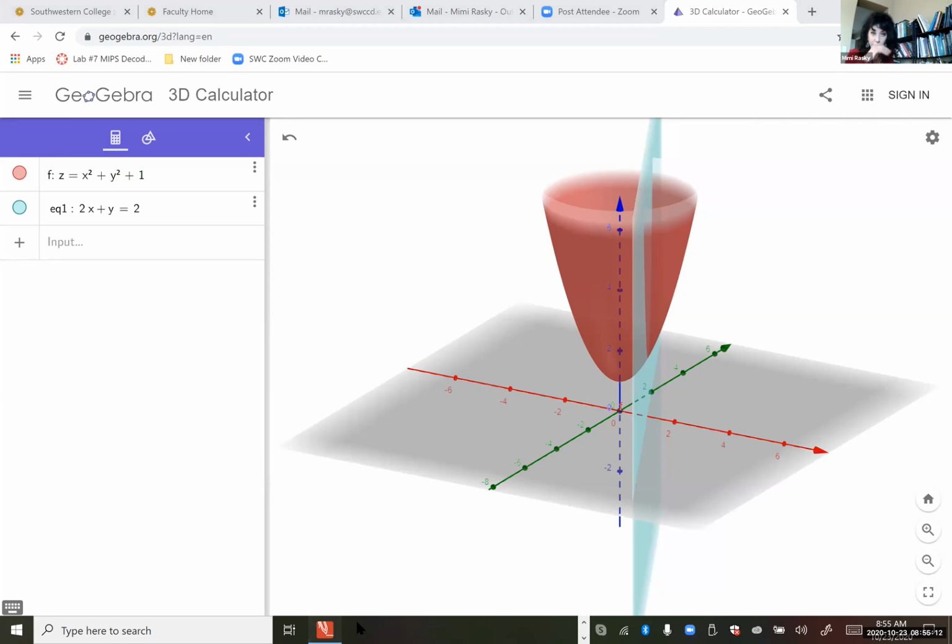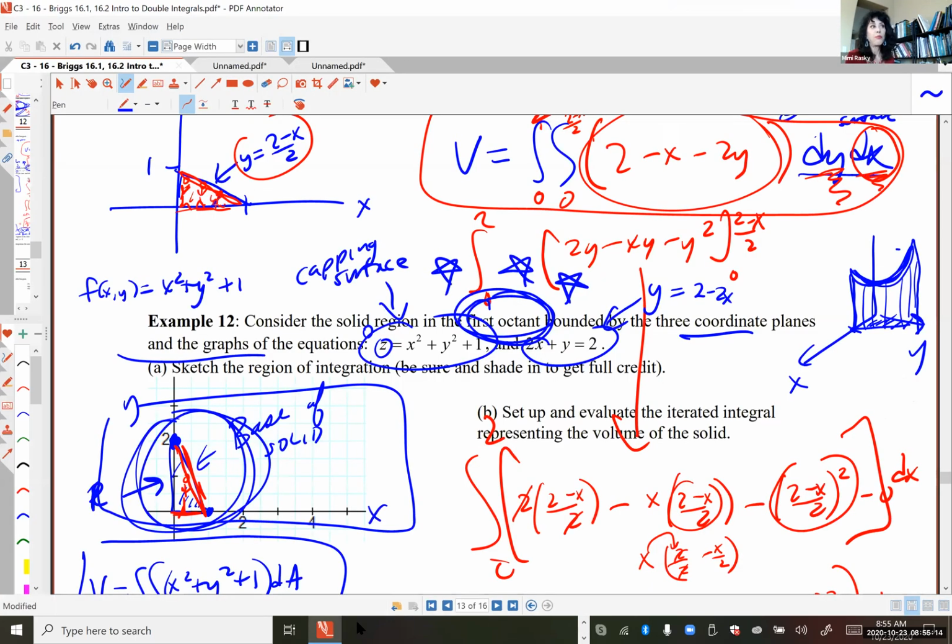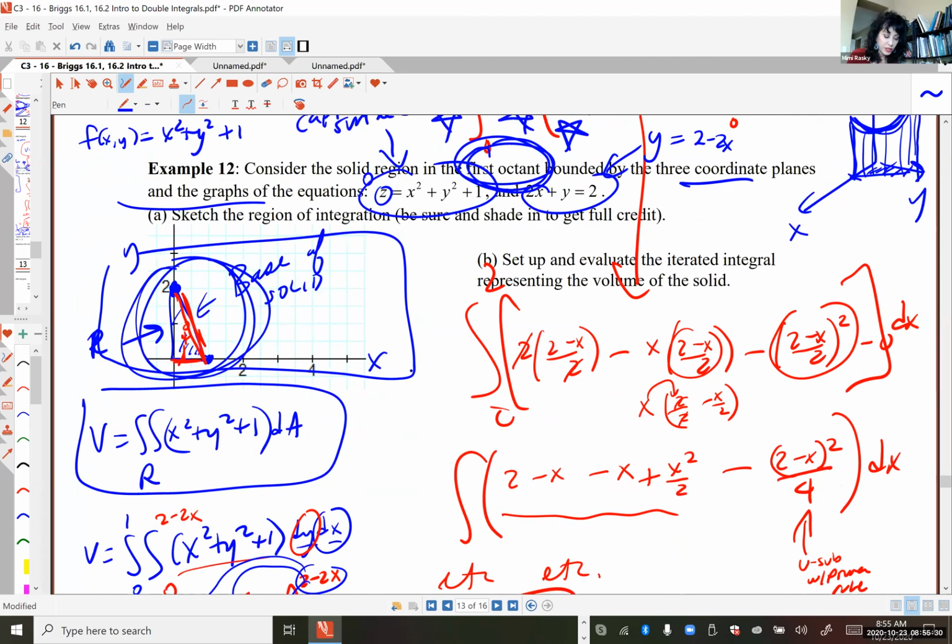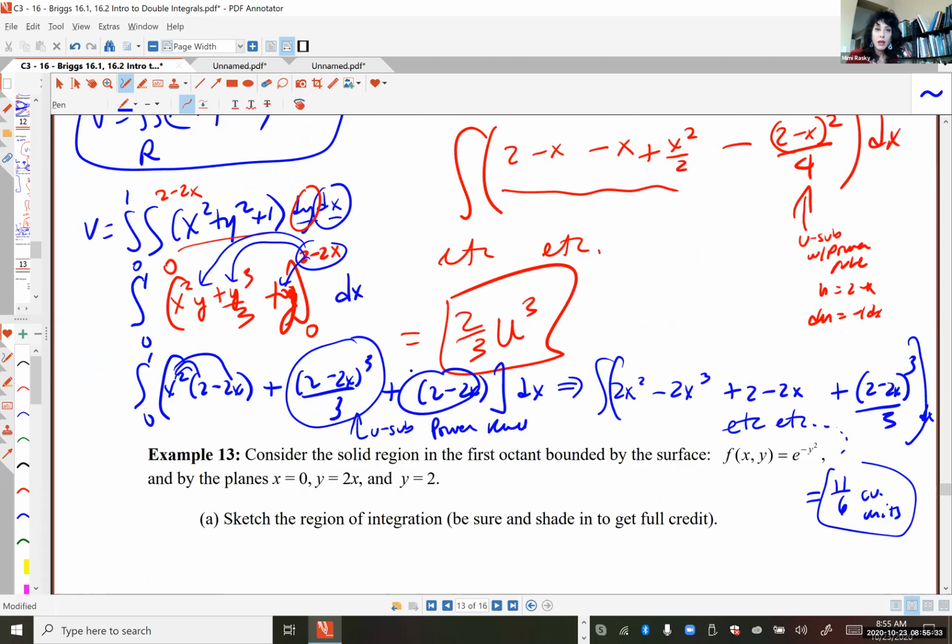So you have to be careful. Sometimes your capping surface might cut through and actually contribute to your region of integration in the XY plane. This example has a completely different flavor because the capping surface never intersects with the XY plane. It's just hovering above the XY plane. That's why I put this in my lecture notes, just to distinguish it from the other example. So I wanted you to see everything.